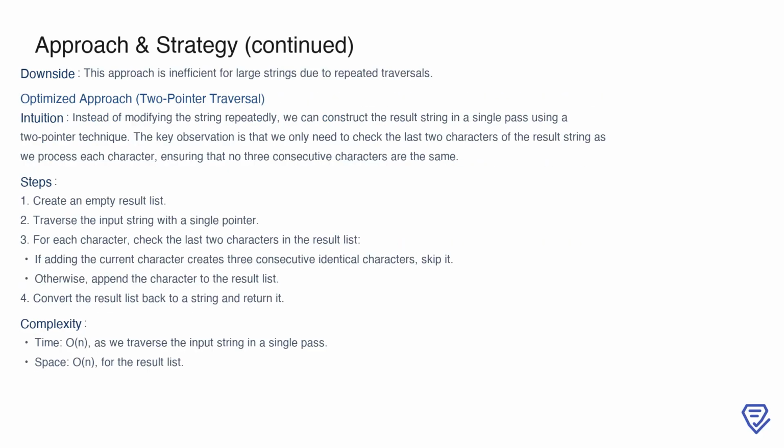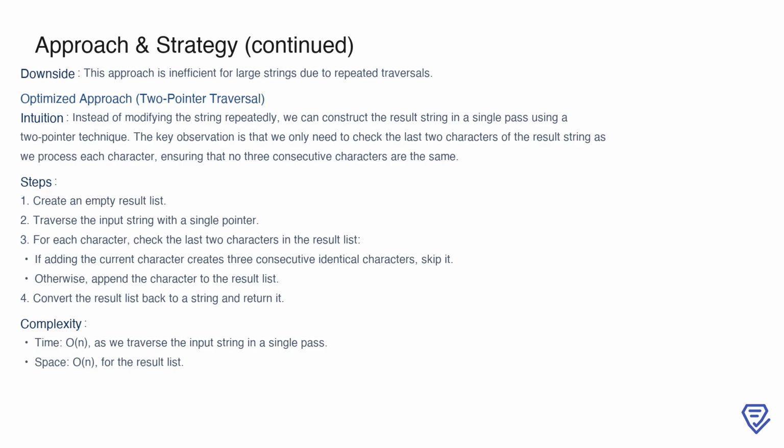The inefficiency of the brute force approach prompted us to consider a more optimized solution using a 2-pointer traversal. This method eliminates the need for repeated scans by constructing the result string dynamically in a single pass. The key insight is that we only need to check the last 2 characters of the result string to ensure no 3 consecutive characters are the same.